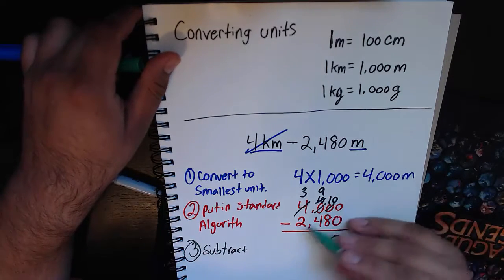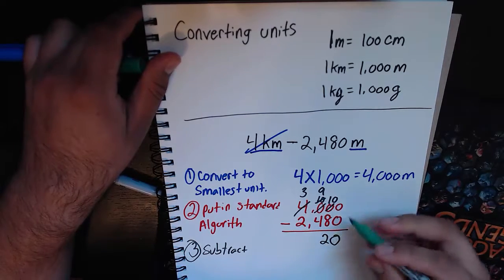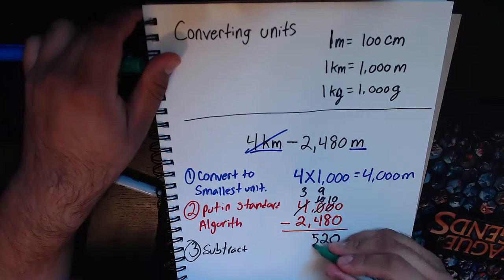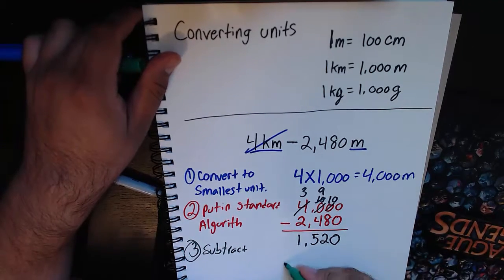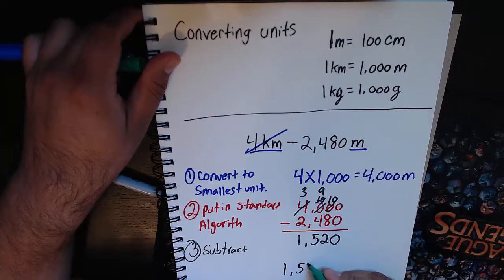Now, 10 take away 8 will give me 2, 9 take away 4 will give me 5, and 3 take away 2 will give me 1. I have a little comma there, and my answer is 1,520 meters.